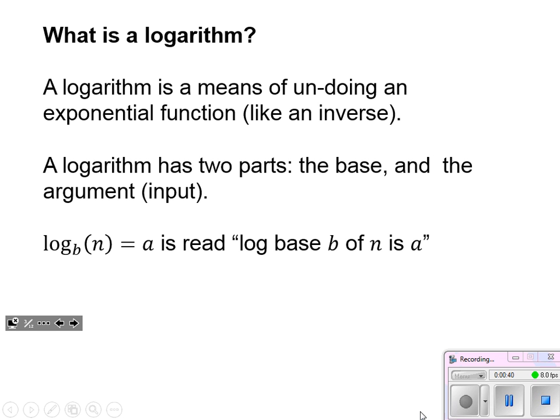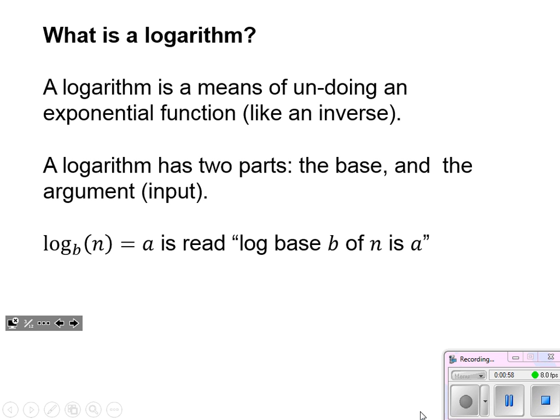All right, so since it's our first time seeing this, what is a logarithm? Well, one way to think of a logarithm is that it's a means of undoing an exponential function. It's behaving like an inverse in that capacity, so we can have logarithmic functions that undo exponential functions.